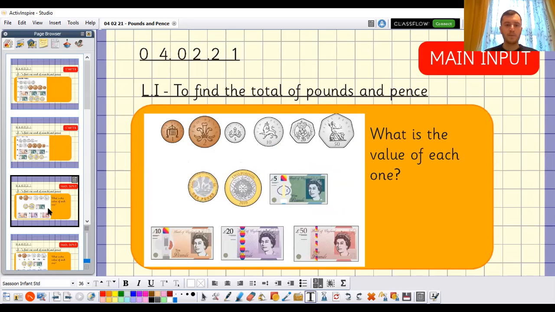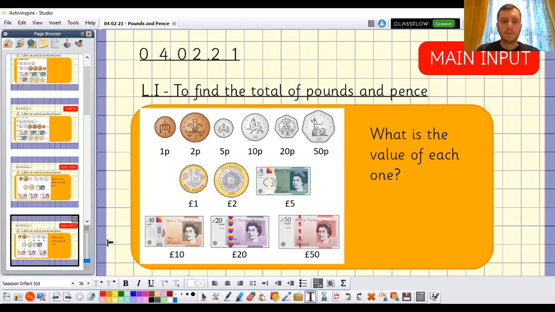Just to recap again, we've touched on this the last couple of days, but it's good to recap so we know the coins and the notes very well, and we can recognize them straight away. So what is the value of each one? If you need some more time, pause the video. Maybe you can just say the value of each one aloud to the screen.